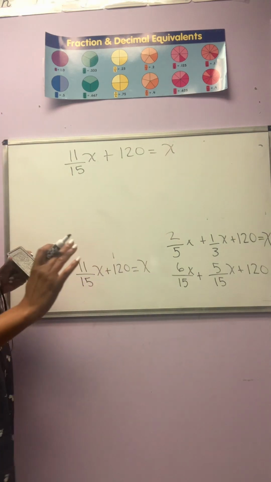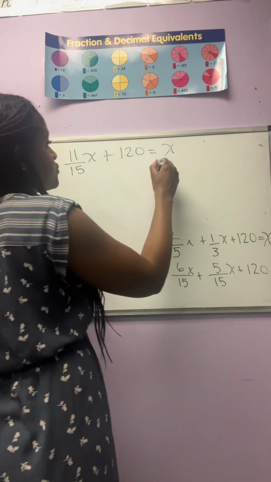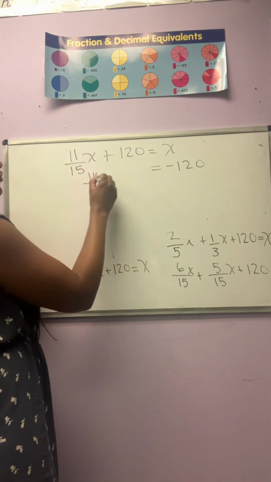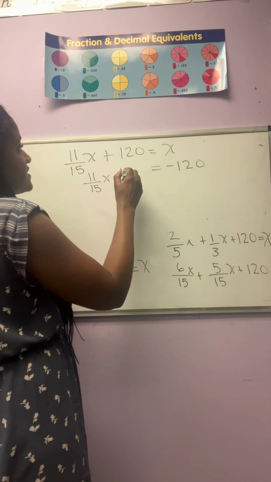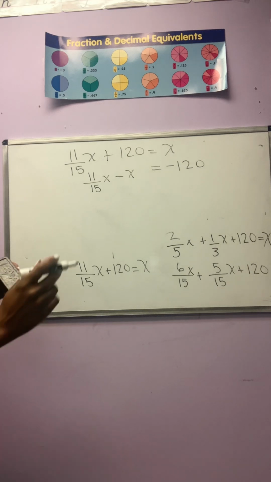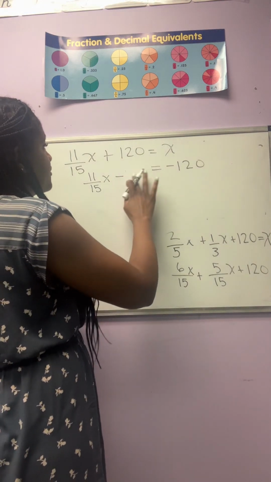So what I want to do is to separate the variable and the whole number. So I'm going to move the 120 over here as negative 120, and I'm going to move the x over here as minus x. So inverse operation. We do still need to find a common denominator. Whenever you see a fraction, you need to have a common denominator.